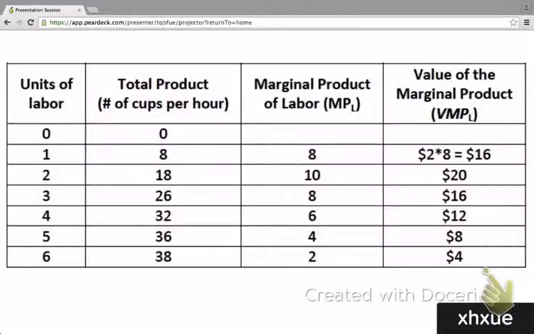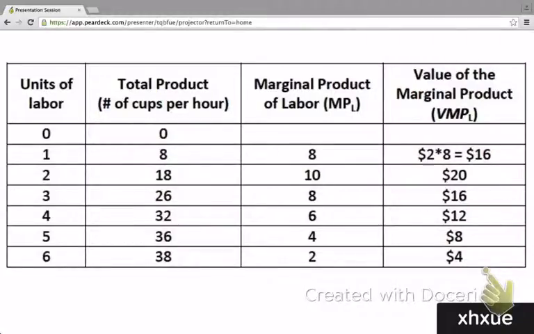Now, when we decide how many workers to hire, we have to consider the wage that we are paying to the worker. Because if the wage we are paying to the worker, which is the cost of the worker, is greater than the value of what they are bringing in, then we don't want to hire that worker. But if the value of what the worker is producing is greater than the cost of hiring that worker, or the wage, then we should hire them.